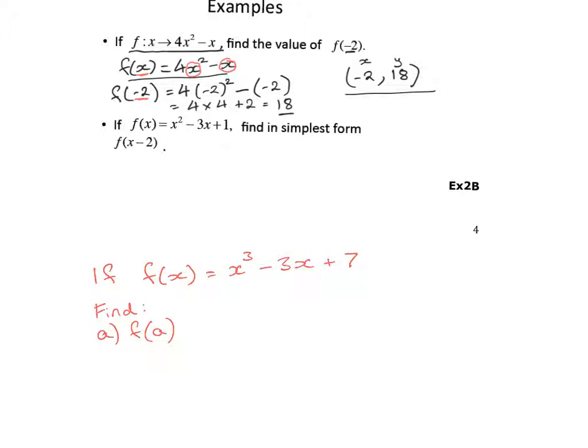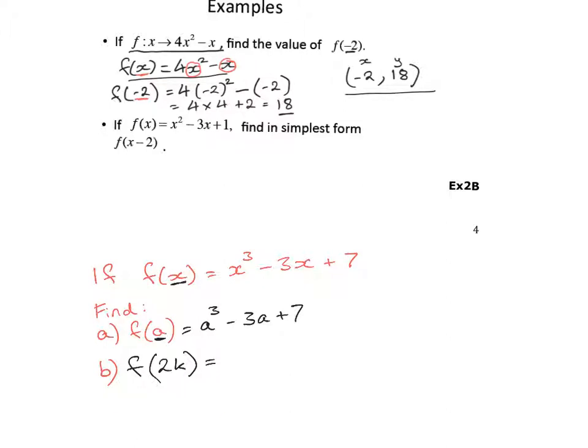So just think, whatever is in here is what I replace x with. So it becomes a cubed minus 3a plus 7. And because a is not a number, I can't simplify that anymore. What about, I'm going to make up another one, f of, say, 2k. Okay, it looks hard, but it's not.